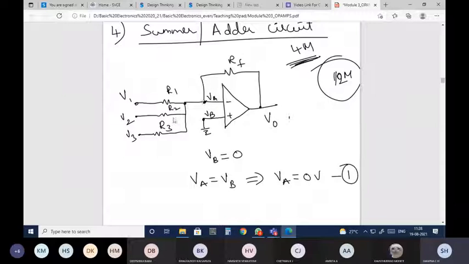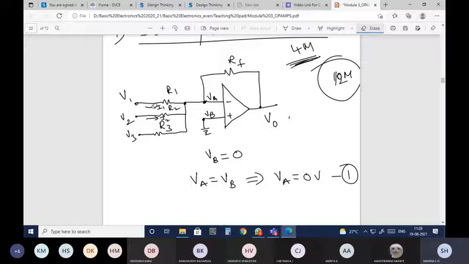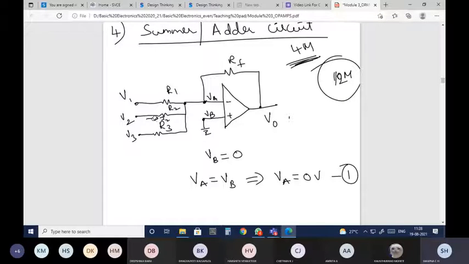Then I will take the currents. So let me name this current as I1, and I2, whatever I am introducing now. Otherwise, the basic circuit, I'll just tell you once again. This is my basic circuit.